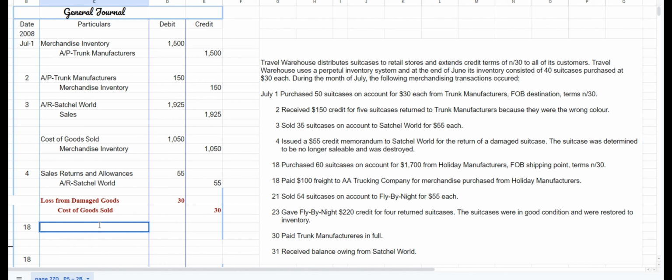July 18th, purchased 60 suitcases on account for $1,700 from Holiday Manufacturers, FOB shipping point, terms n/30. Again, you're purchasing merchandise inventory. And it's on account.